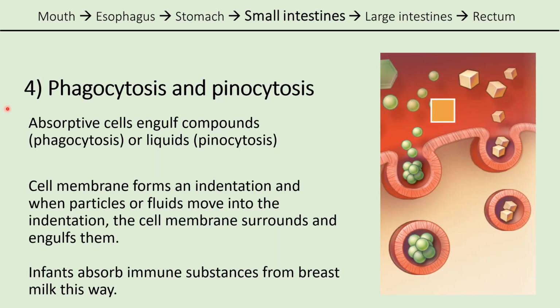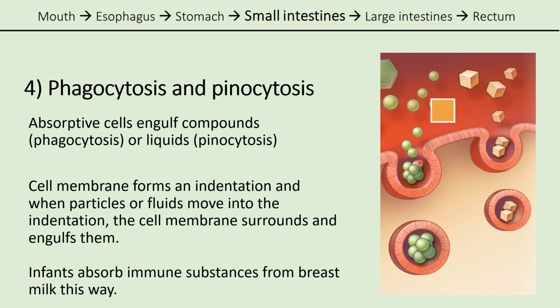So here is our fourth way that nutrients can be absorbed through the intestinal wall, and we lump these into one category. This is phagocytosis and pinocytosis. This is when the cell membrane, here you can see this is the cell membrane, actually folds in on itself and engulfs these particles, either solid particles, and if it's solid compounds, we call it phagocytosis. If it's liquids, we call it pinocytosis. There's this little indentation, and the cell membrane engulfs these particles, and then they basically break off from the cell membrane.